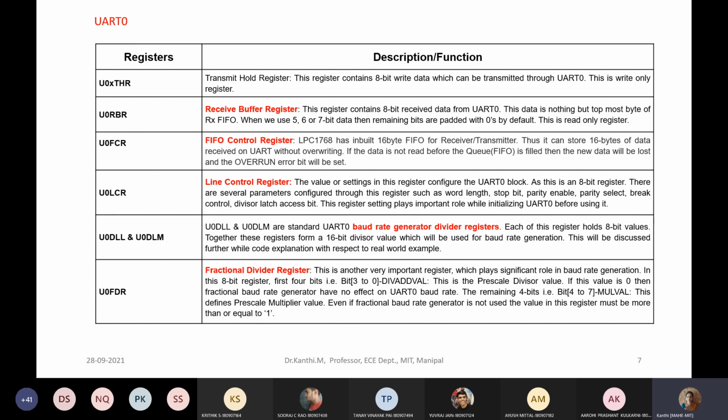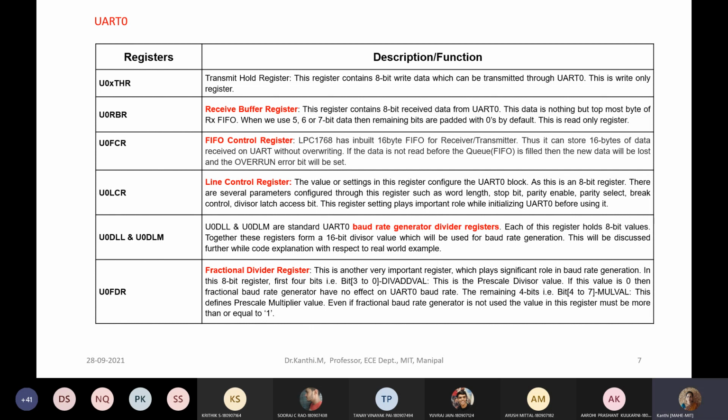And you have the FIFO control register, which has an inbuilt 16-byte FIFO. Please note that the 16-byte FIFO for the receiver and transmitter can store 16 bytes of data received on the UART without overwriting. If you go on further, it will start overwriting. So if the data is not read before your queue is filled, then the new data will be lost, and normally an overrun error will be set.